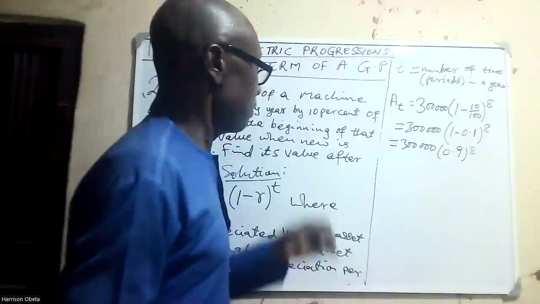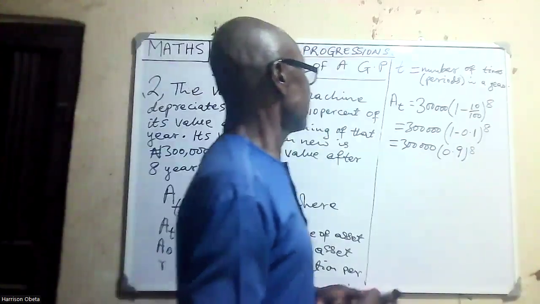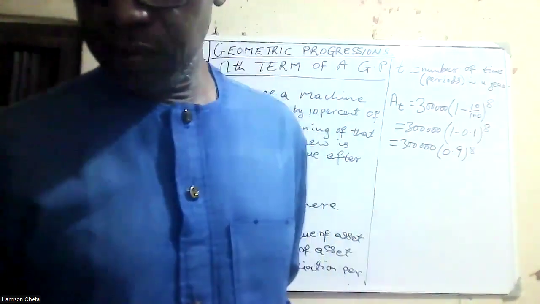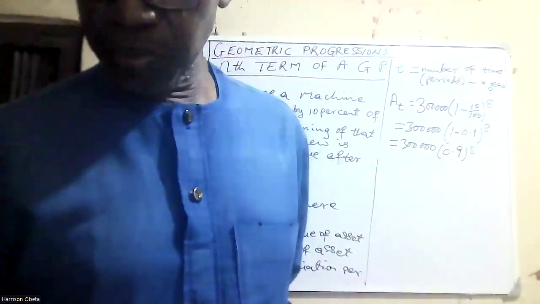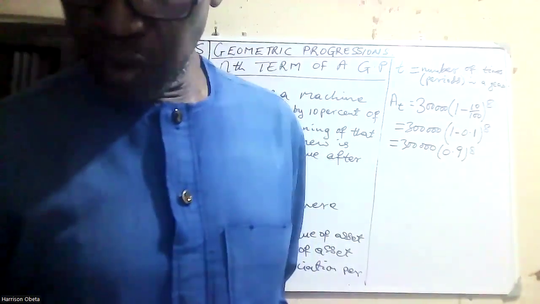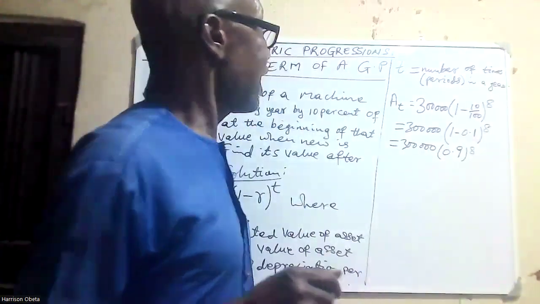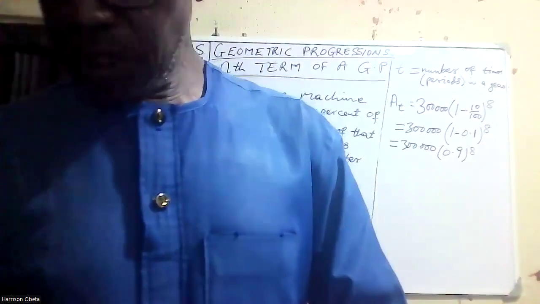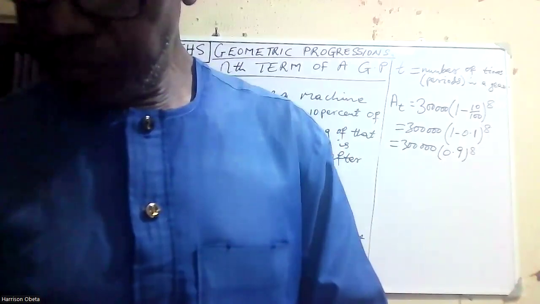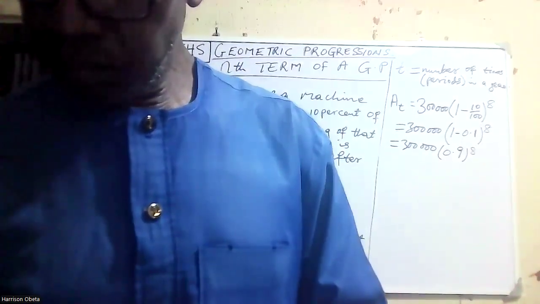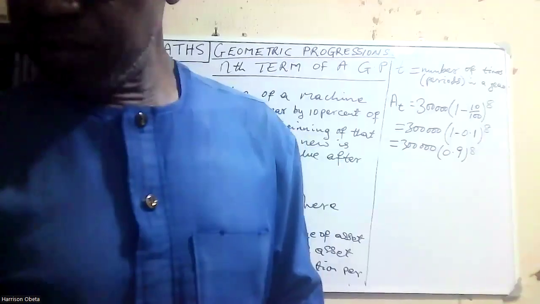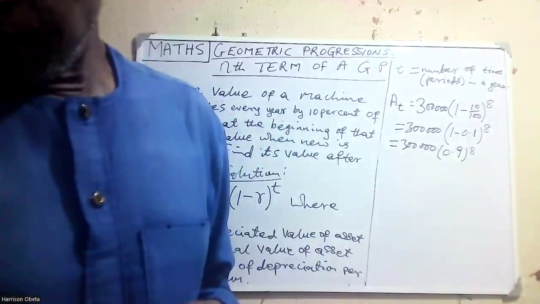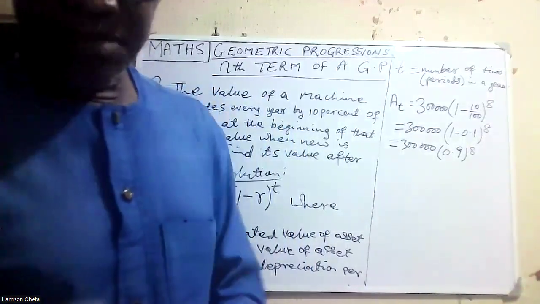So we have to multiply it and then multiply by 300,000. In this case, we have to check our calculator to get exactly what we are supposed to do. So we check 0.9 raised to power 8 from the calculator. 0.9 raised to power 8 will give me 0.4305 approximately.